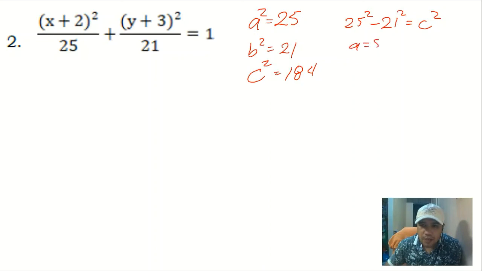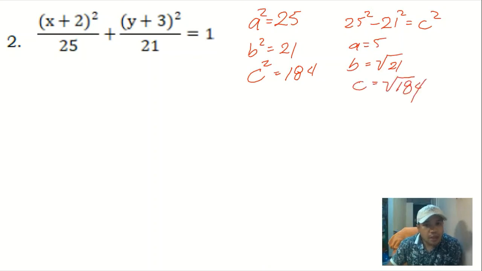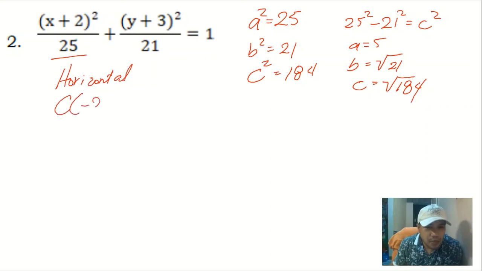A is 5, b is square root of 21, c is 2. Orientation is horizontal. Center is in -2 and -3.